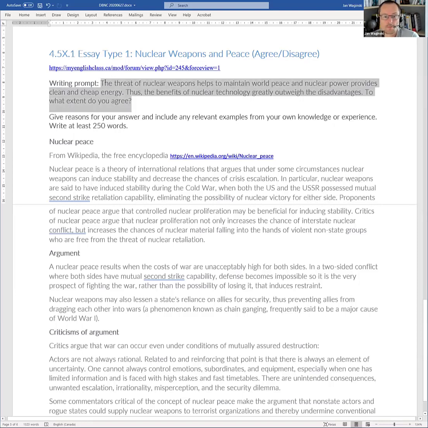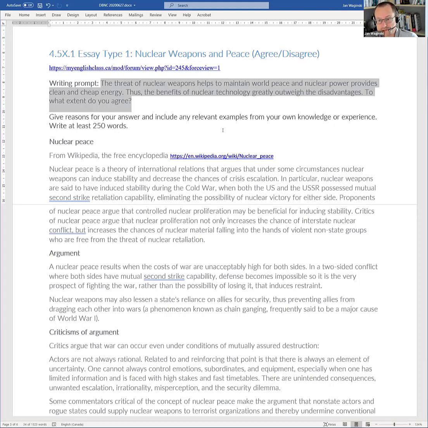So our prompt for today is, the threat of nuclear weapons helps to maintain world peace, and nuclear power provides clean and cheap energy. Thus, the benefits of nuclear technology greatly outweigh the disadvantages. To what extent do you agree?